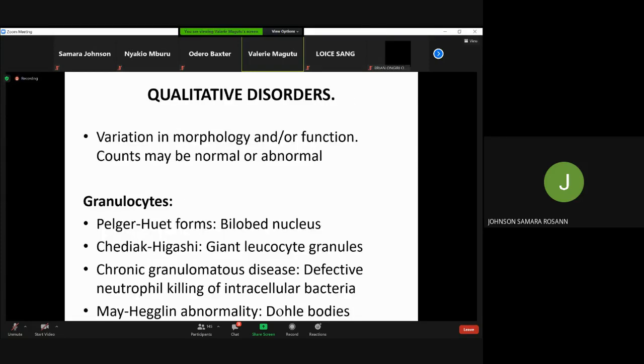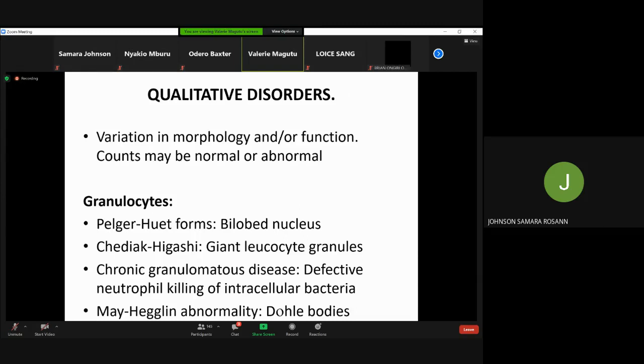Okay, so let's briefly go into your qualitative disorders. And these are variations in either the white cell morphology and or function. Some of these morphological changes include, for example, variation in the segmentation of the nucleus. An example of this is Pelger-Huët forms, where they have a bilobed nucleus instead of the 3 to 5 segmentation of neutrophils. I have some pictures which I'll show you shortly. Or in Chediak-Higashi, where you have giant leukocyte granules.